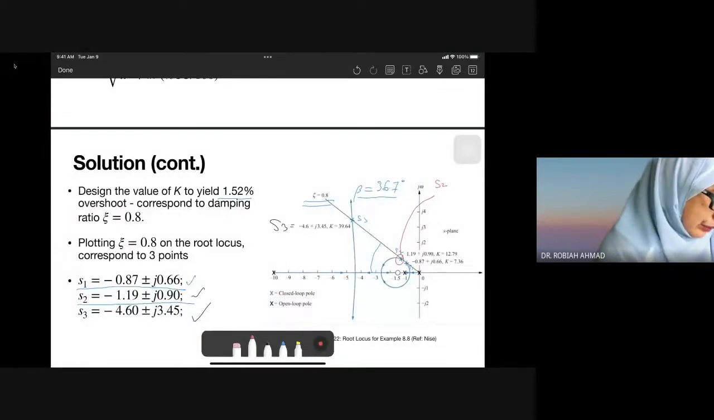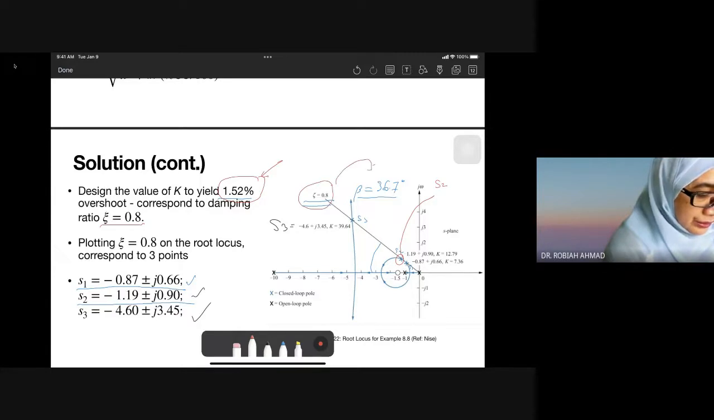The condition says here it is not direct, it gives the overshoot, and then we convert it into the damping ratio. So for the damping ratio we draw the line. The damping ratio is actually telling us the degrees. So we draw the line graphically. If you do this question in the final, it will be more or less like this. So you draw the line for the damping ratio, and then you will get the points that intersect.